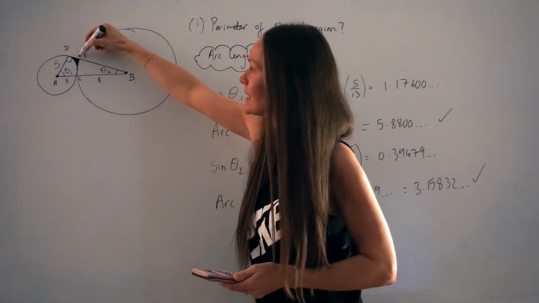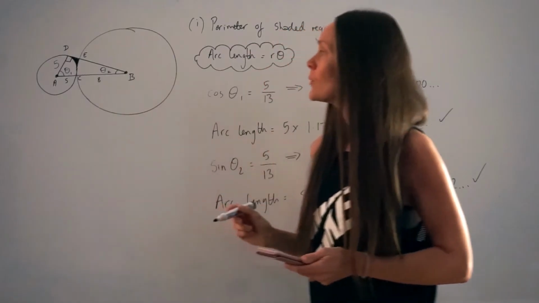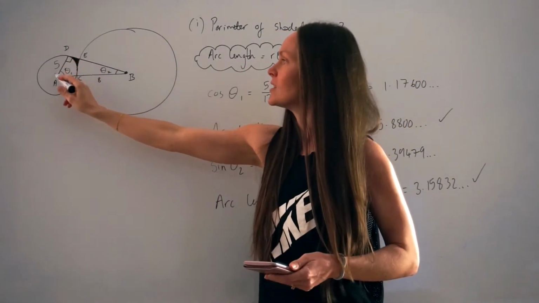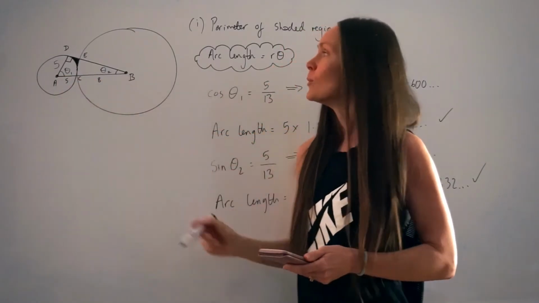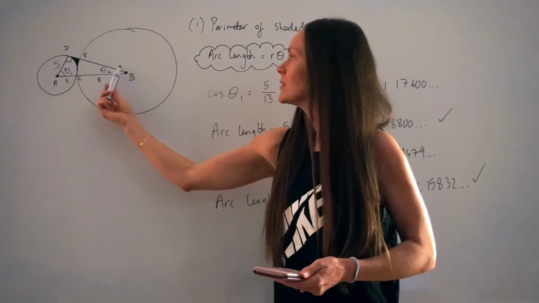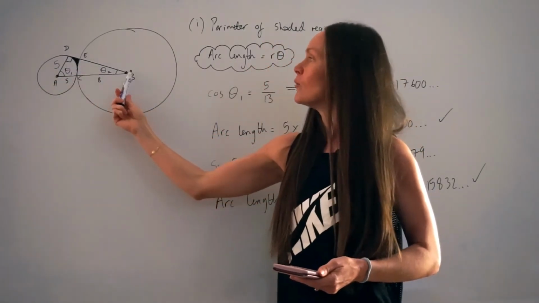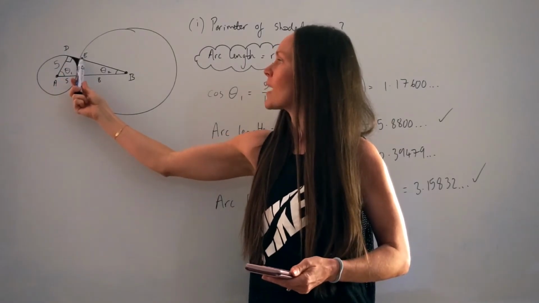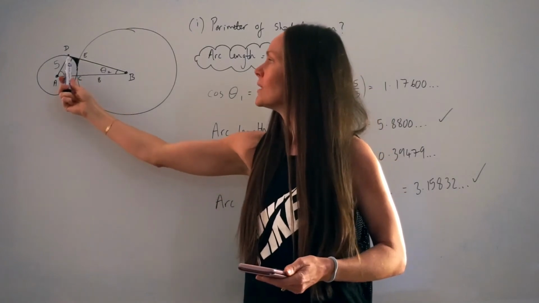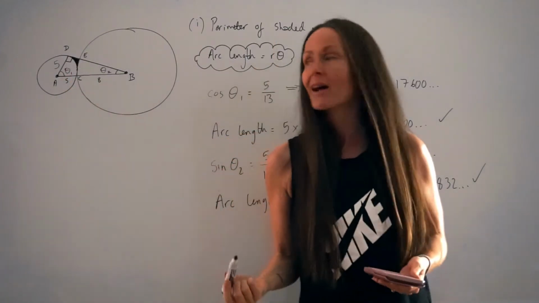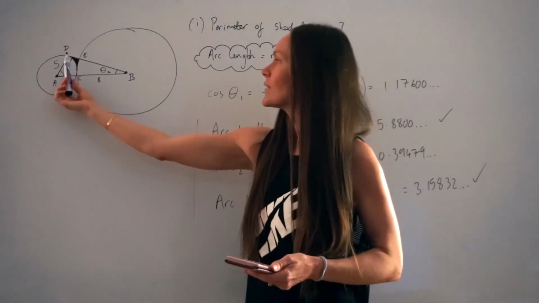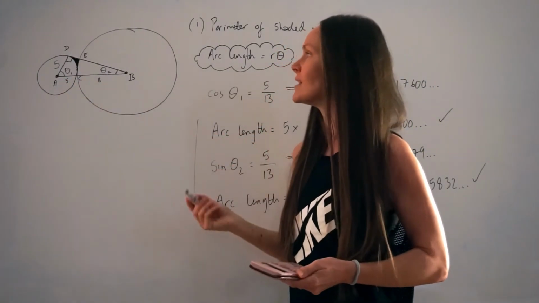All that's left to work out in finding the perimeter of the shaded region is this length here, DE, the straight part. Because we have a right angle triangle and we know the length of this side in the triangle, also the hypotenuse, we can use Pythagoras' theorem to work out the length of BD. If we have the length of BD and we subtract the length of the radius here in the larger circle, it will leave us with the length DE, which we need to work out the perimeter.